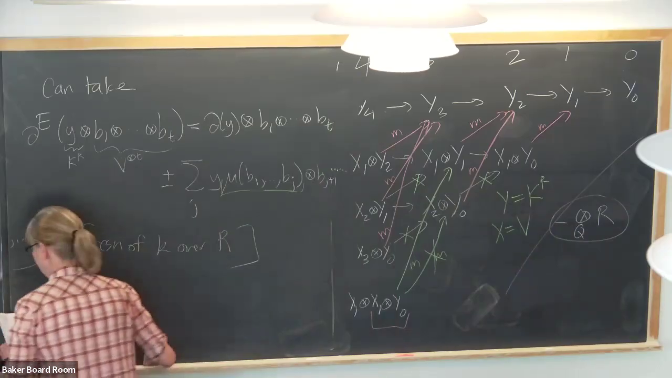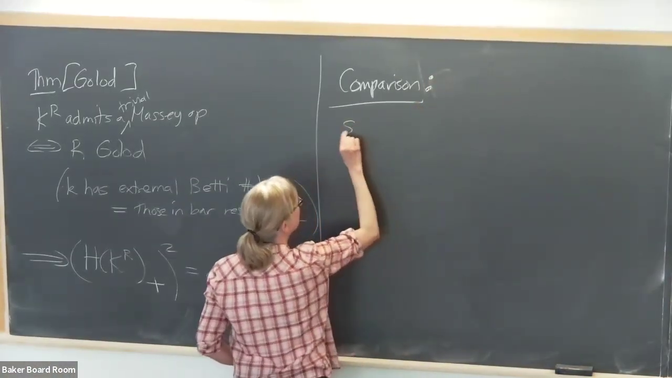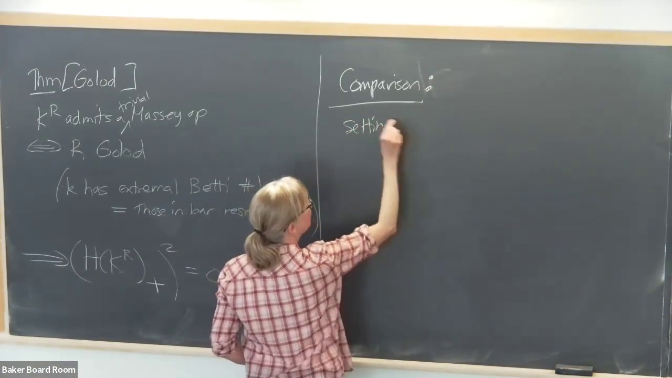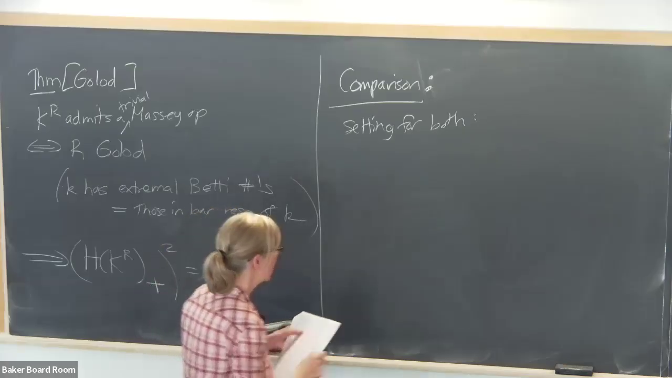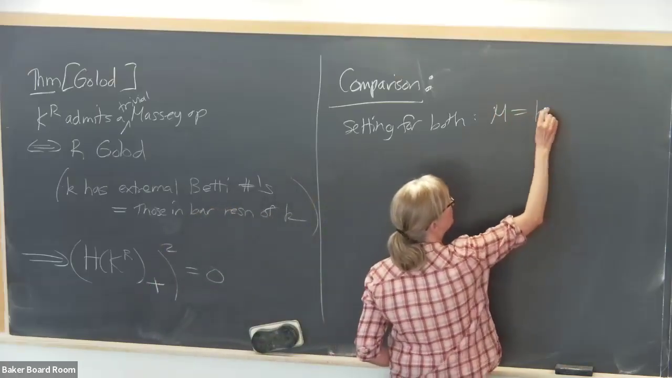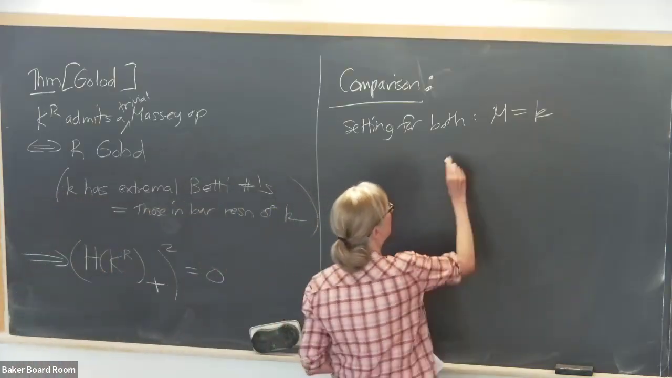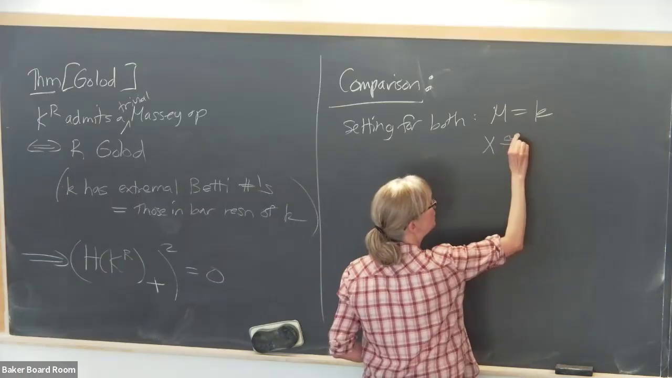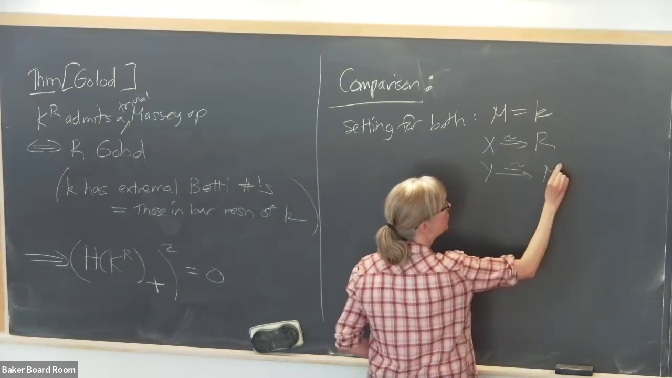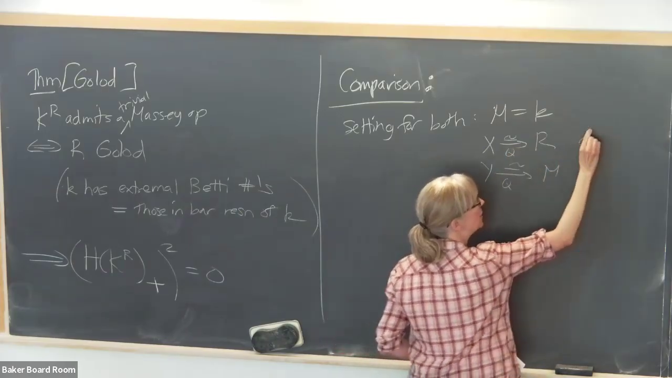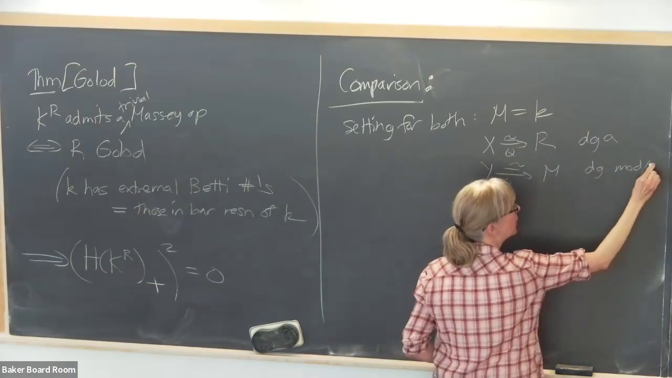All right. So let's look at a setting for the comparison of the two resolutions. Here's the setting for both. First, we have to take the module to be the residue field, because that's the only thing at the moment that Eagon resolves. For the bar resolution, we need resolutions of R and the modules, so Q-free resolutions that need to be DG stuff, right? So a DGA and a DG module over X.